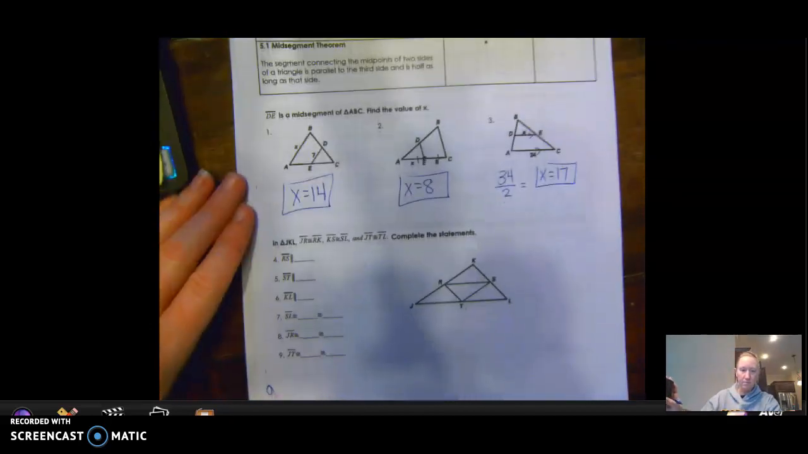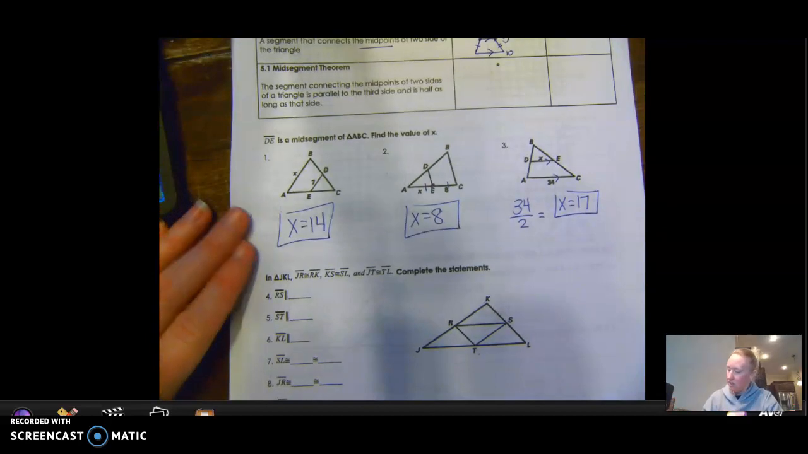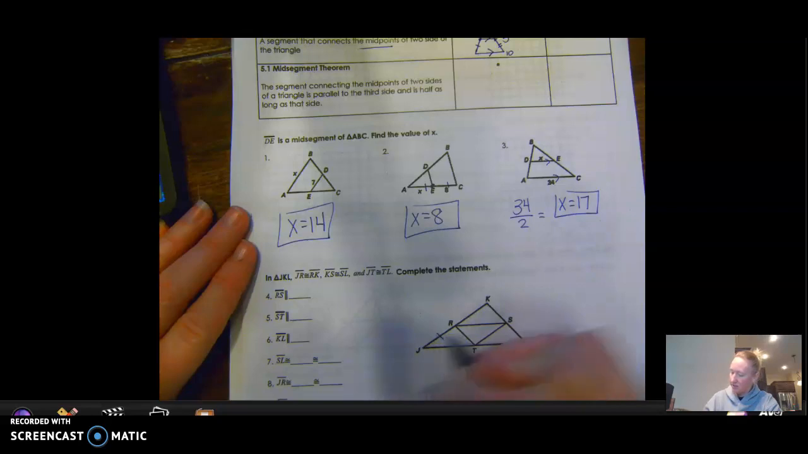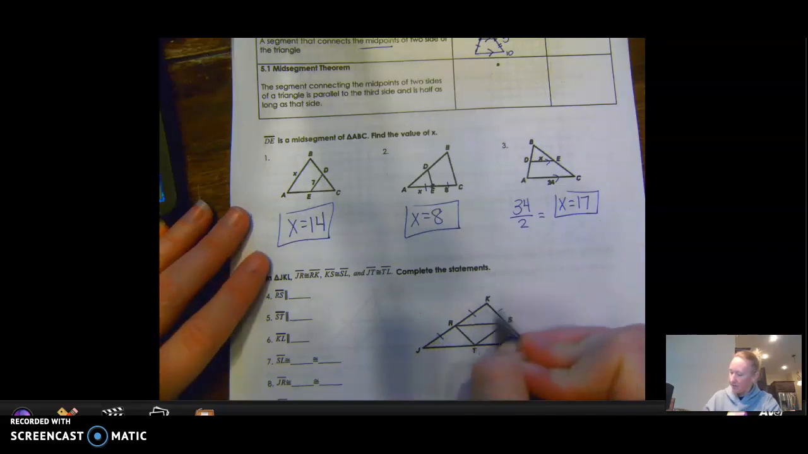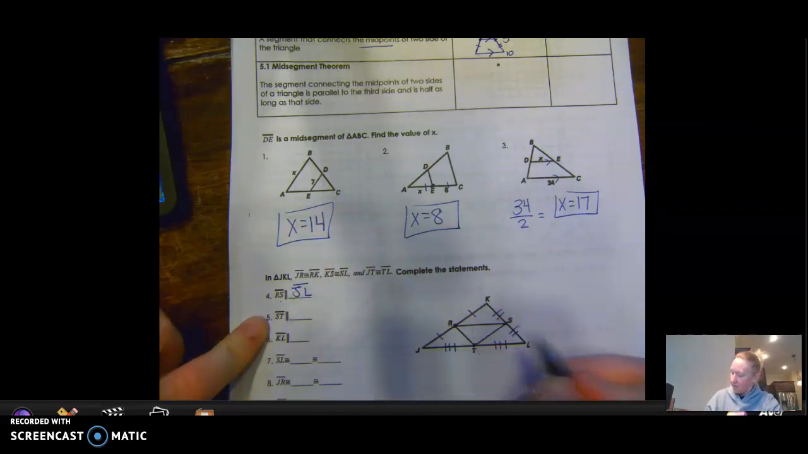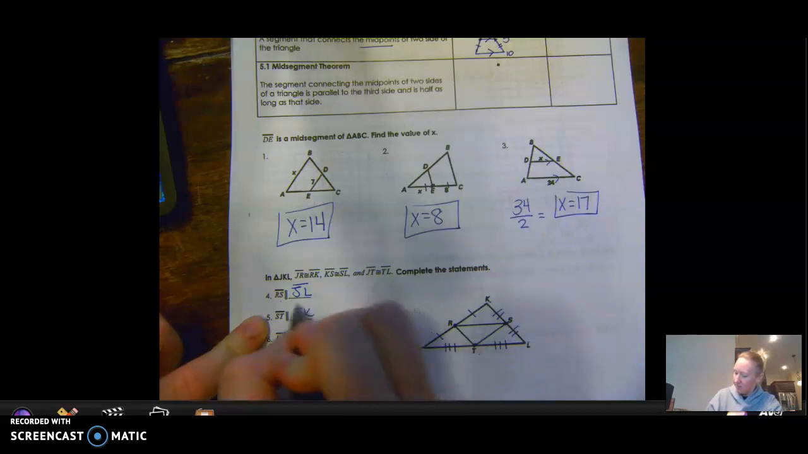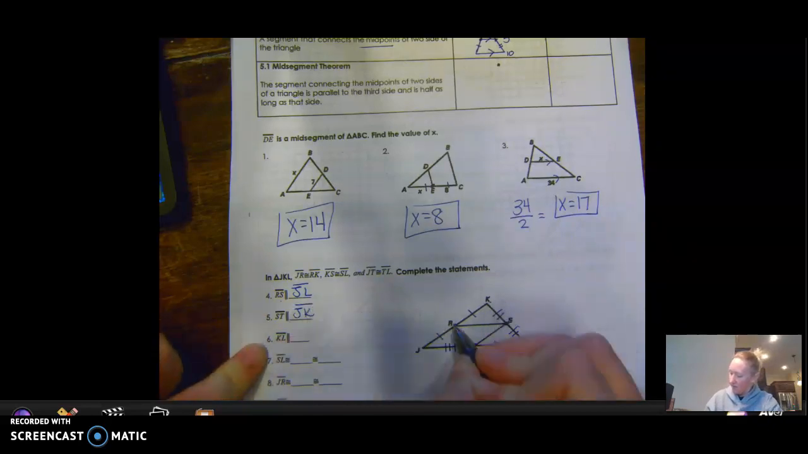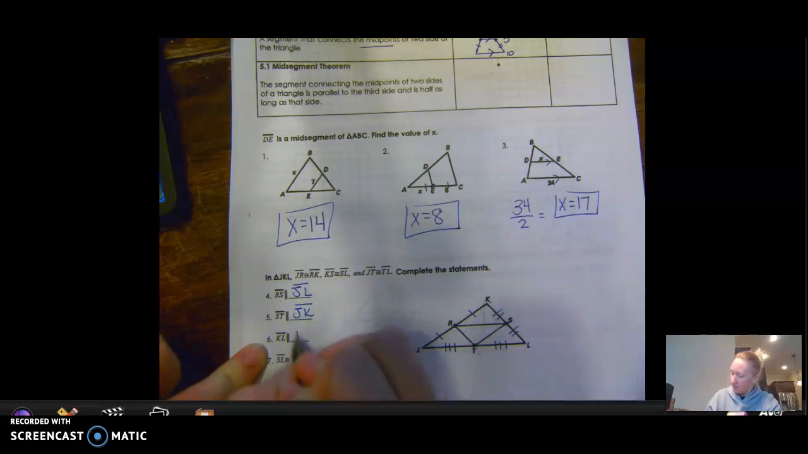Okay. Next problems. So we have large triangle JKL. We know JR is congruent to RK. We know KS is congruent to SL. And we know JT is congruent to TL. So these are all midpoints is what that's saying essentially. So RS would be parallel to JL. ST would be parallel to the side across from it, so JK. And then KL is parallel to this piece right in here, RT.